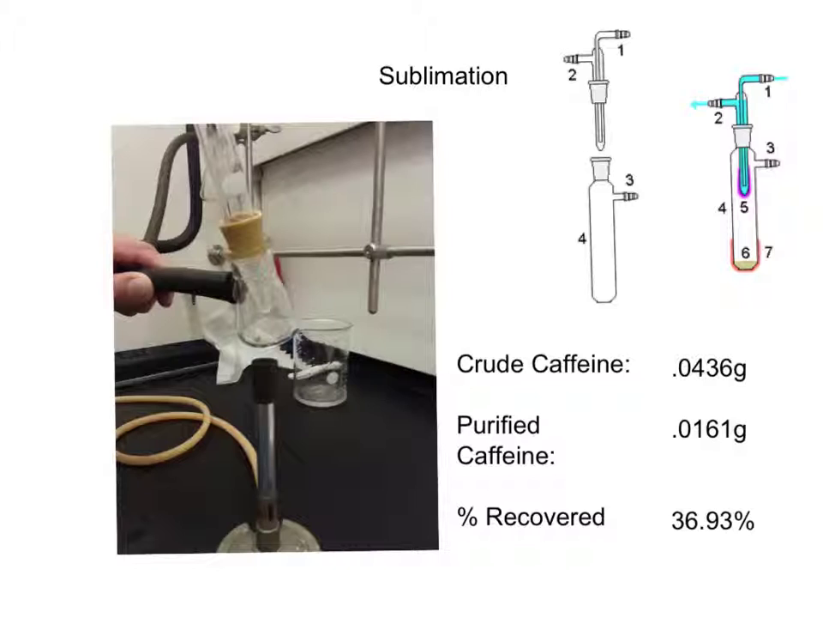The amount of crude caffeine that we started with was 0.0436 grams. Purified caffeine was 0.0161 grams, which was a total of 36.93% recovery.